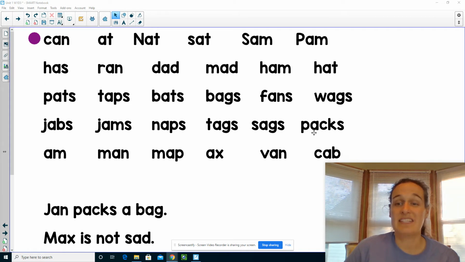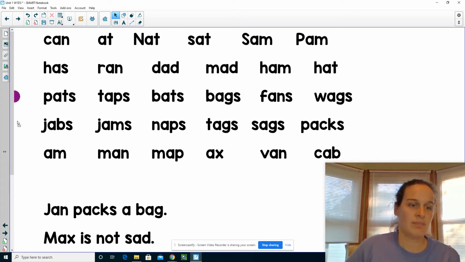Packs. Remember that CK says k. Packs. Am, man, map, axe, van, cab. Now we're going to come down here and look at these sentences.